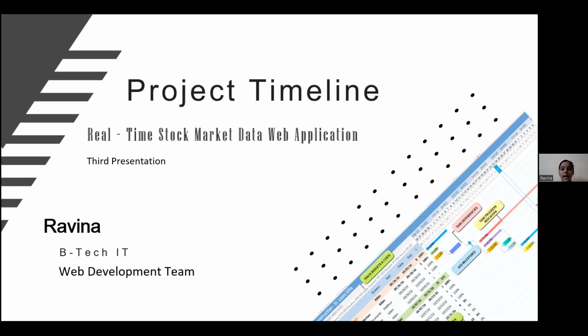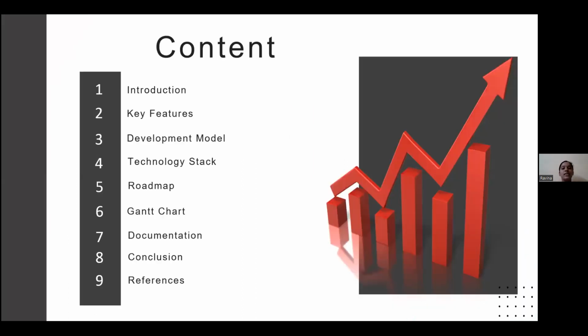We'll have a look into the agenda first. First is the introduction. Then we'll discuss the key features of the project, and then by following which model the project is developed. Then we'll dive into the technology stack. Then how the project is divided. We'll go through the roadmap, which gives us a clear view of how the project is divided. Then comes the Gantt chart. After that, we'll have a look into the documentation. Then I'm going to conclude by giving some references from which I learned to build a project timeline.